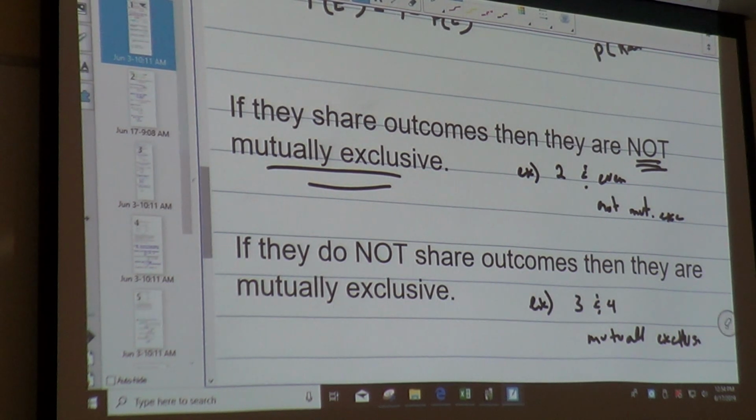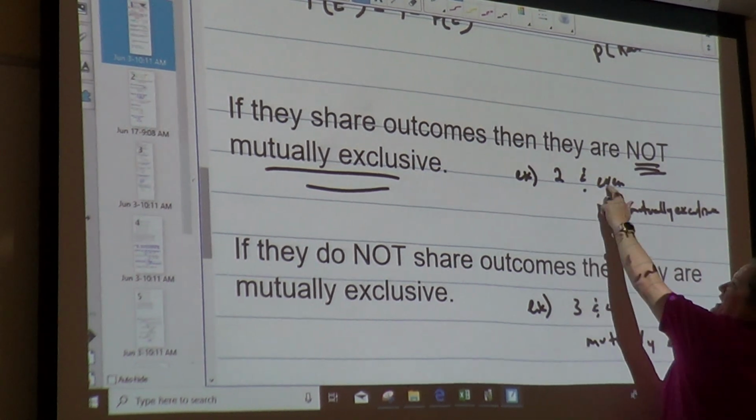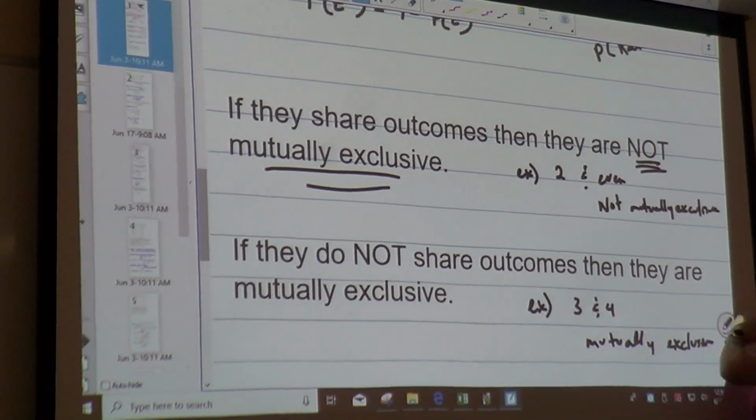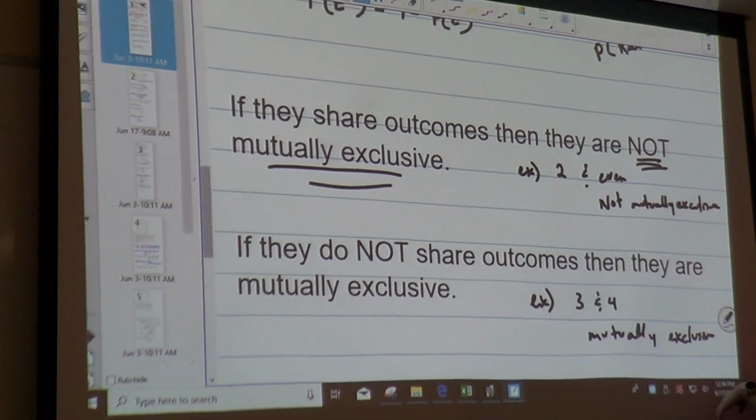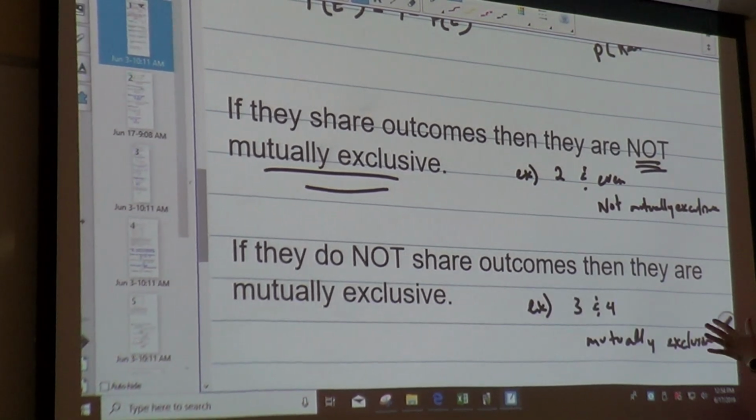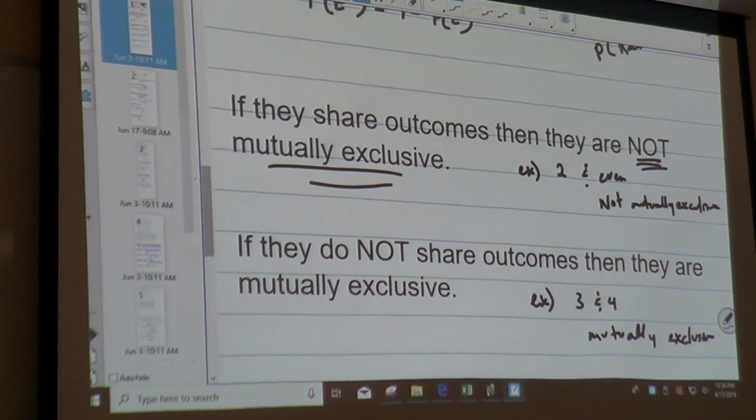I could spell mutually exclusive: E-X-C-L-U-S-I-V-E. Not mutually exclusive. So if they share outcomes, like these had overlaps, they had double dips, then we say they're not mutually exclusive. If they do not share outcomes, they are mutually exclusive. It's kind of backwards of what it sounds like.